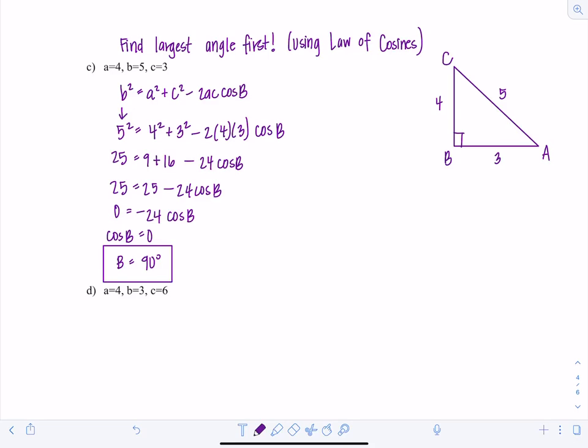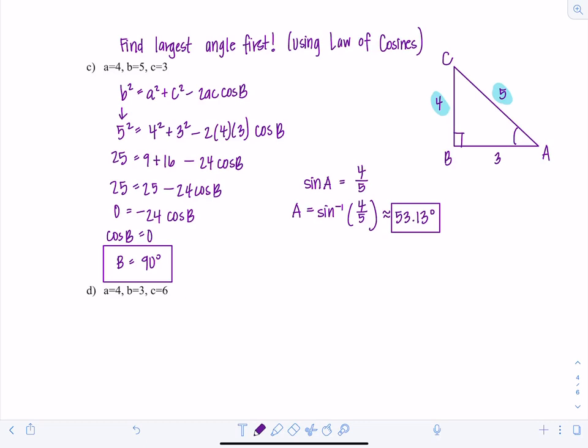Well, in that case, I can just use SOH-CAH-TOA, right? Since I have a right triangle, meaning if I need angle A, I can just say sine of A is going to be the ratio of opposite side over the hypotenuse, 4 over 5. So A is going to equal sine inverse of 4/5, which is about 53.13 degrees.